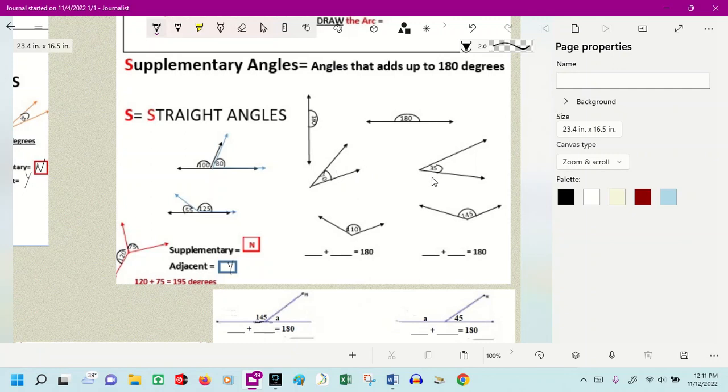Now these here, are they adjacent? No, these are non-adjacent angles. They are angles by themselves. Each one has its own number. They are not adjacent angles. But which ones add up to 180?